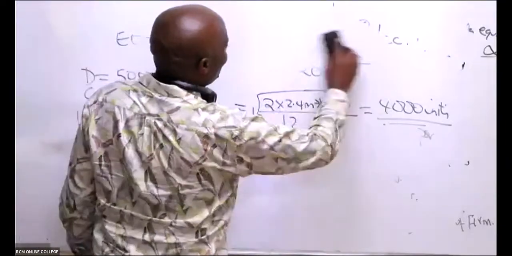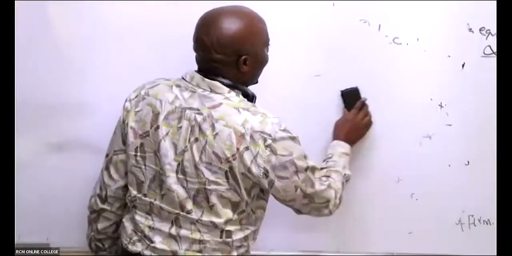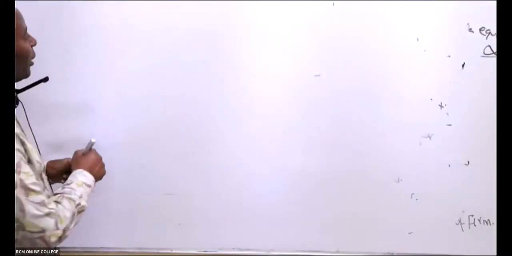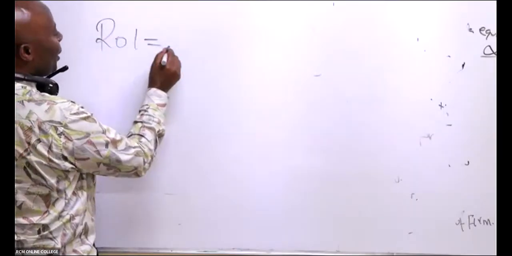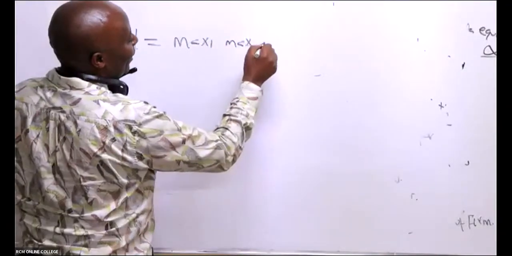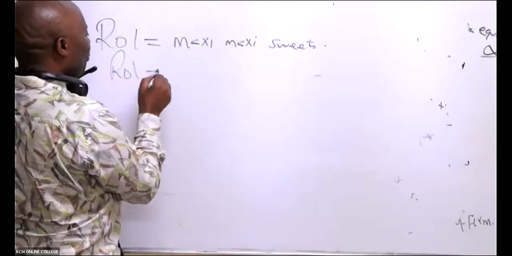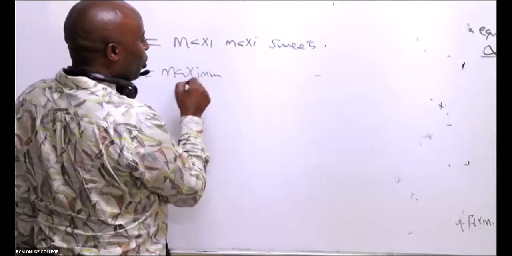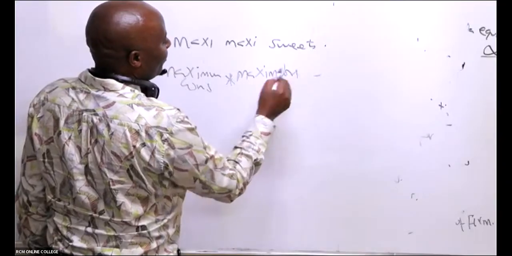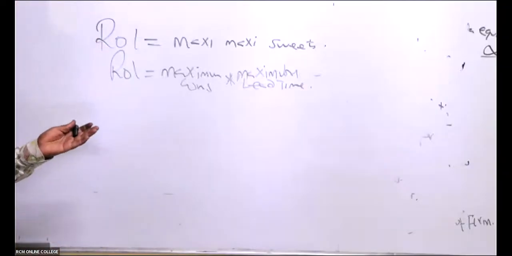Any question? Using the same question, there are students who are asking for the reorder level. How do we get reorder level? To get reorder level, this is what I told you to always remember: that reorder level is maxi, maxi sweets. Meaning that my reorder level will be maximum consumption times what, here somebody? Maximum lead time, or maximum reorder period, isn't it?